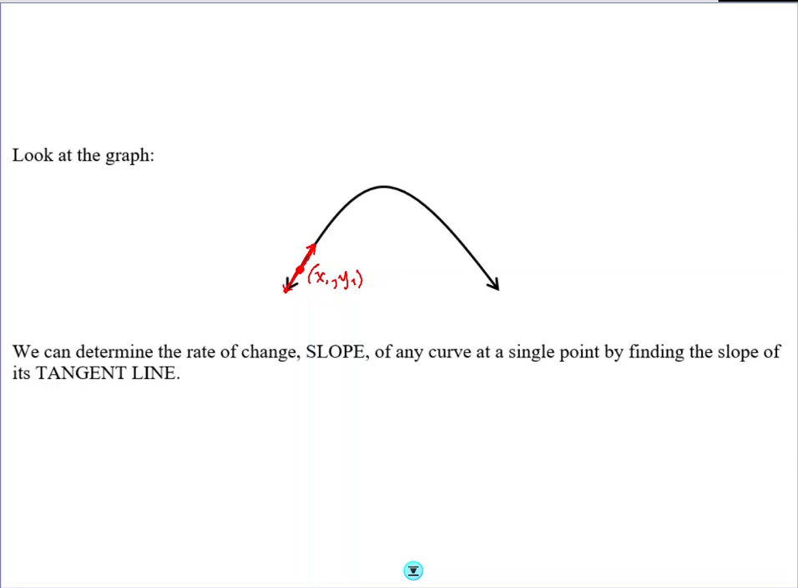As you can see, this tangent line would have a positive slope. If we pick another point, say here, and call this x2, y2, and we want to look at the slope here, the slope of this tangent line is still positive, but it'll be a slightly smaller value. It is not quite as steep.